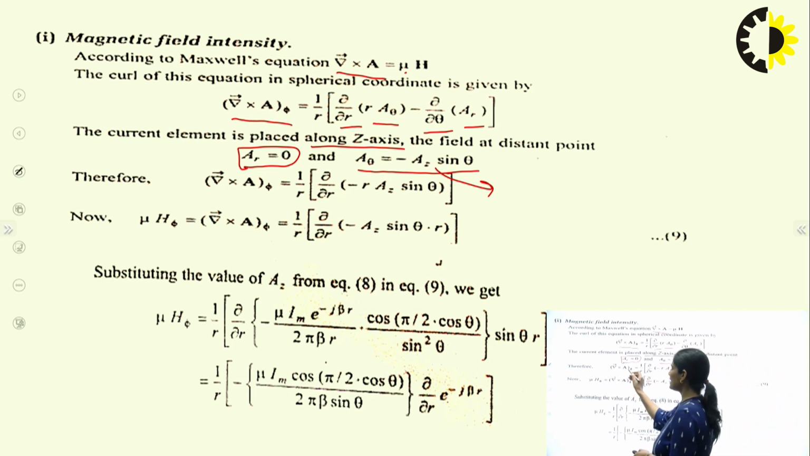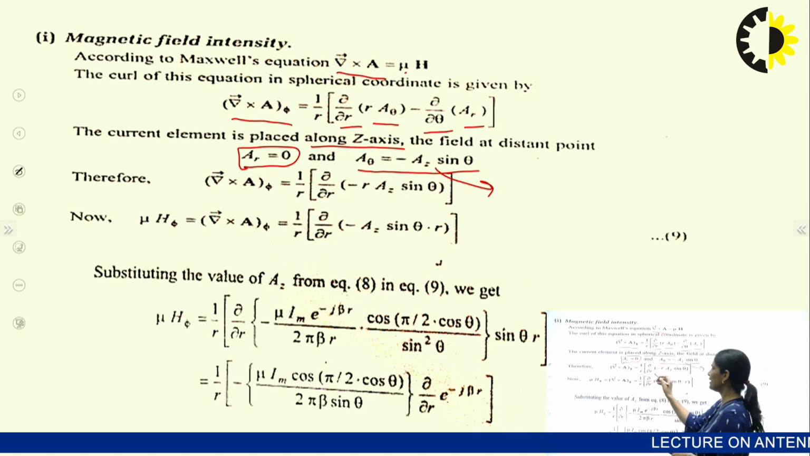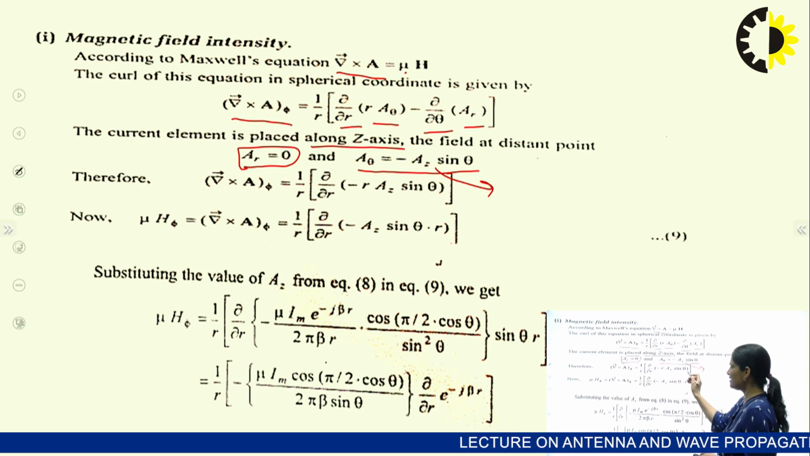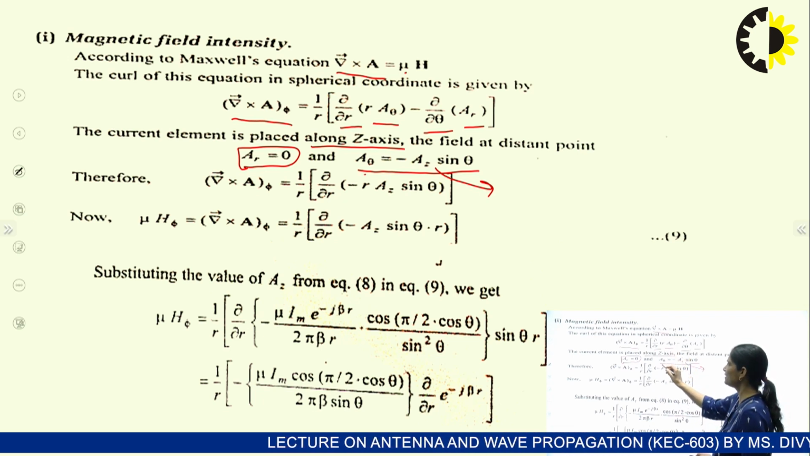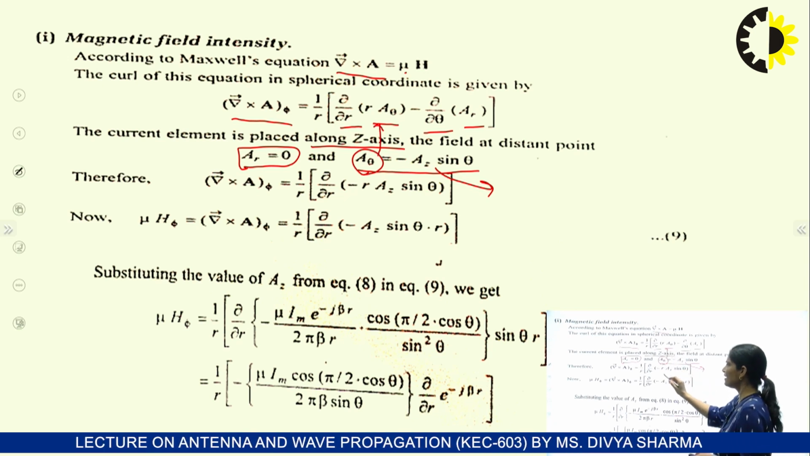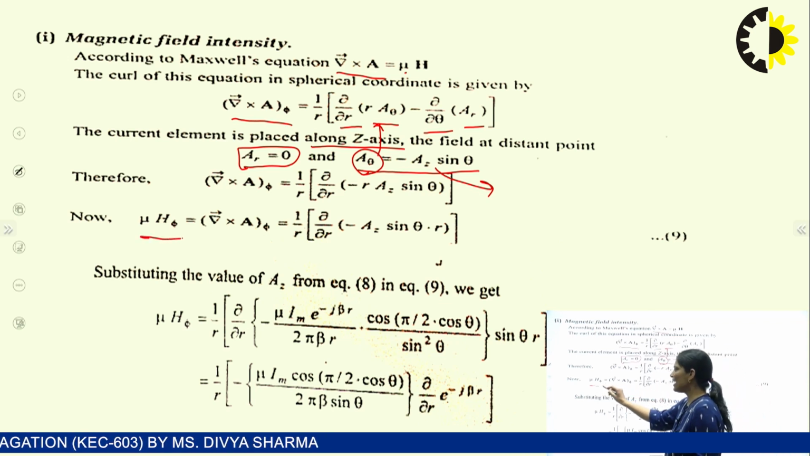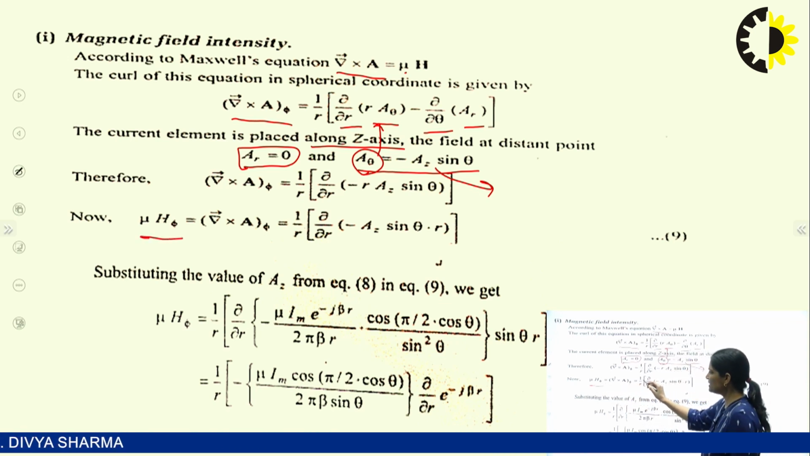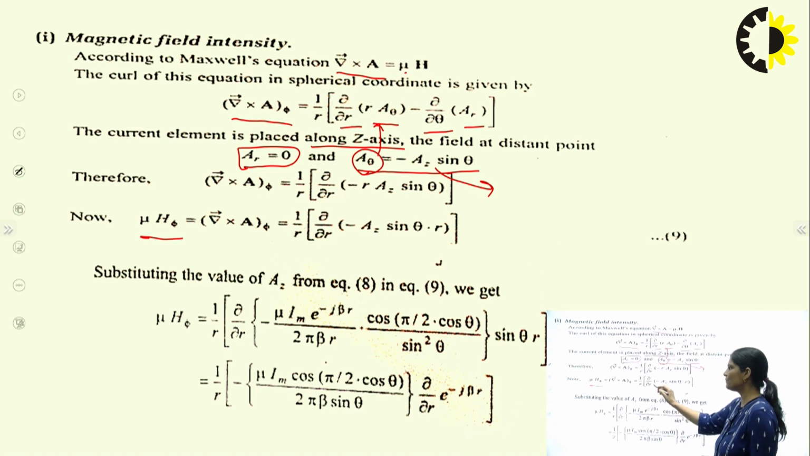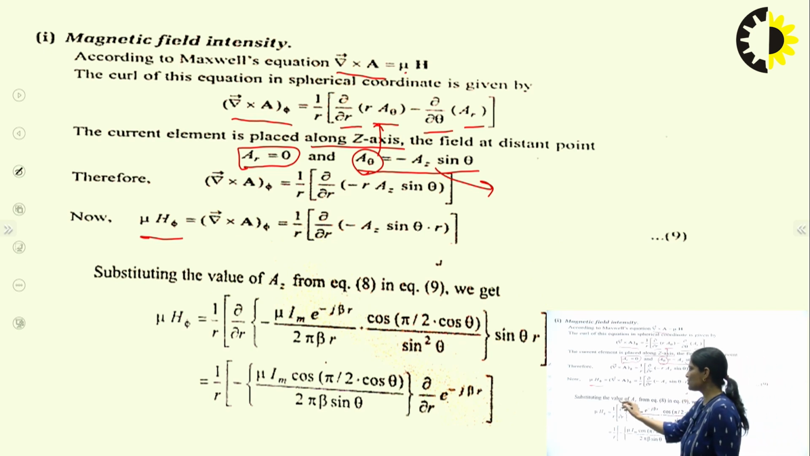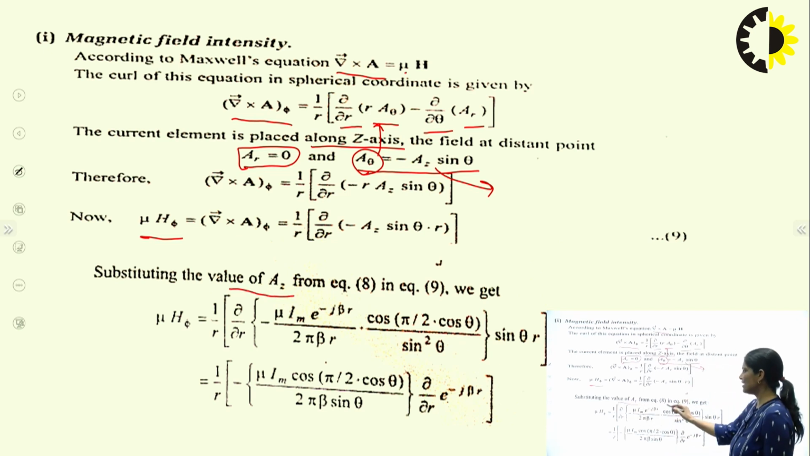So here del cross A phi is equal to 1 upon r del upon del r of minus r Az sin theta. When you put the value of A theta here and differentiate it, you will get del cross A phi is equal to this. Now mu H phi is equal to del cross A phi. It means that it is equal to 1 upon r, in bracket del upon del r, in bracket minus Az sin theta times r. Now substitute the value of Az from equation 8 in equation 9. This is your equation 9, and the previous equation was 8. So you can put the value of equation 8 in equation 9.